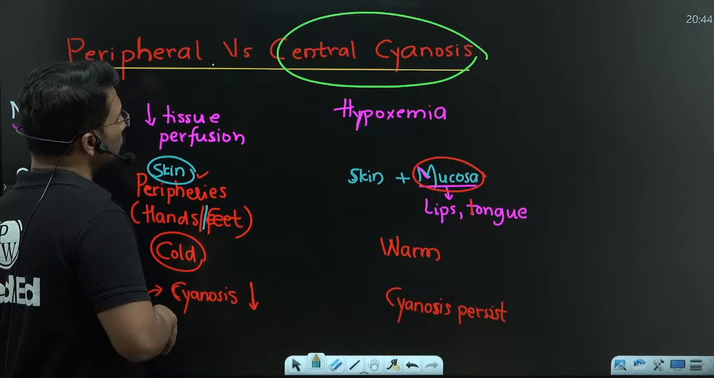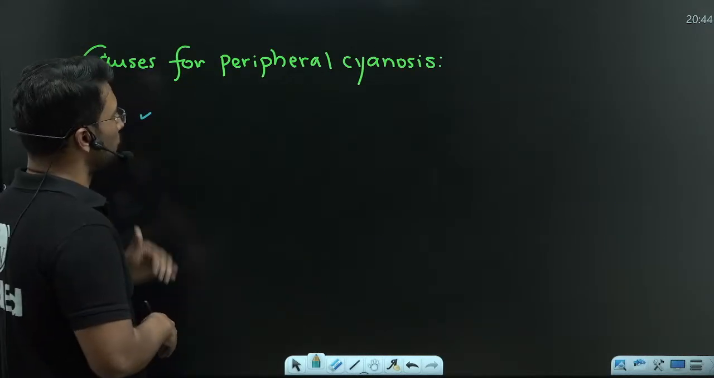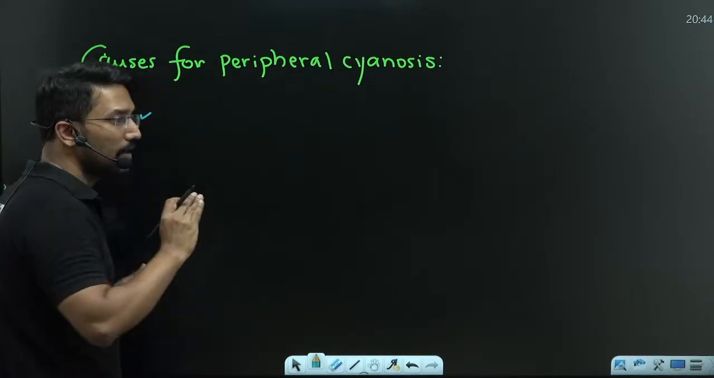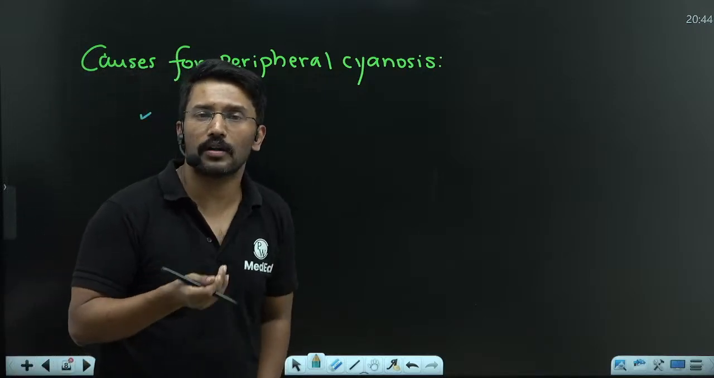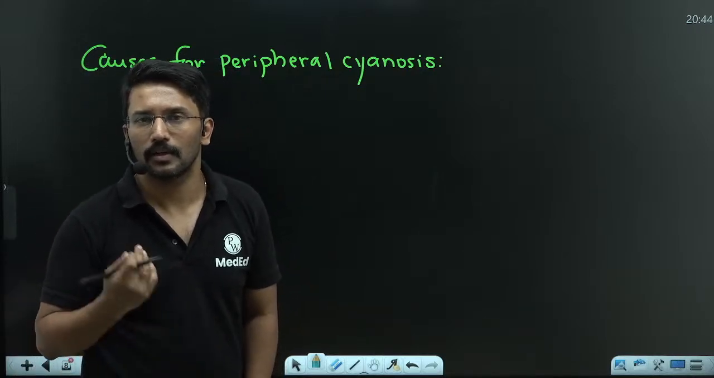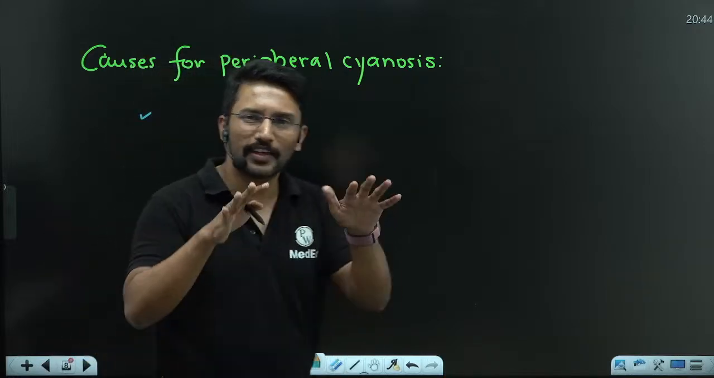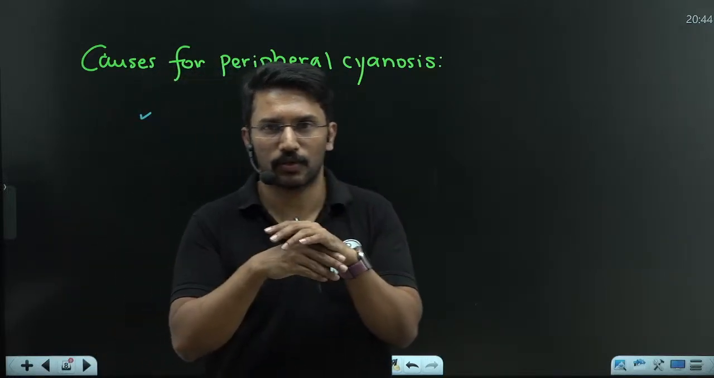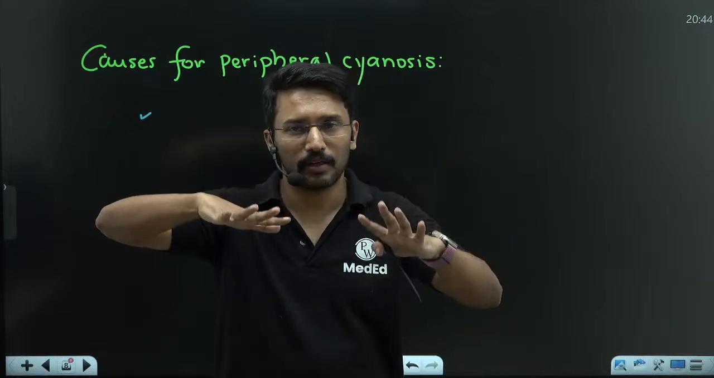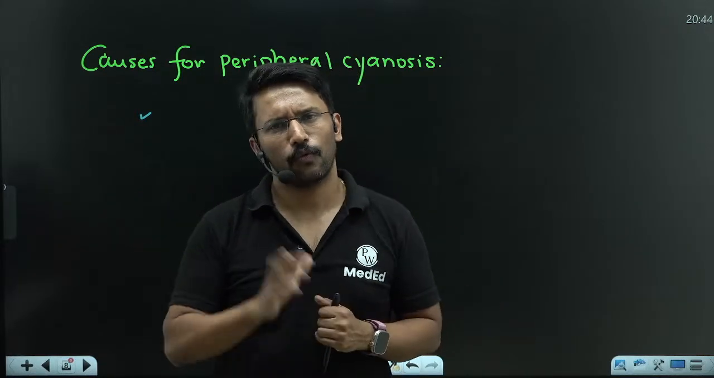The first answer that you should mention whenever someone asks you the causes for peripheral cyanosis is peripheral vasoconstriction. And in what condition will peripheral vasoconstriction happen? On exposure to cold, right? On exposure to cold. So on exposure to cold, if I develop peripheral vasoconstriction, my limbs will appear pale. What do we call this condition?